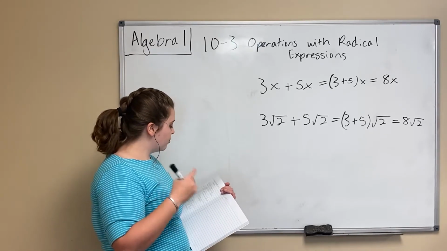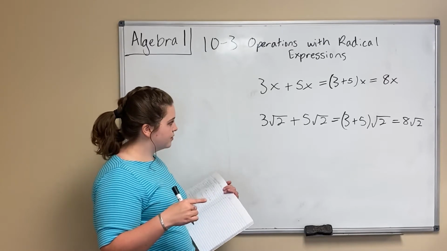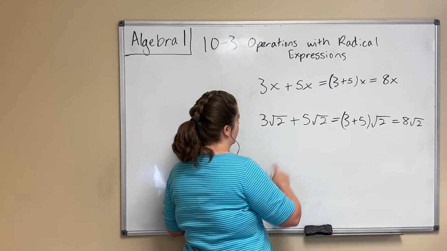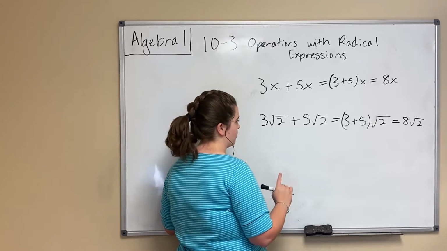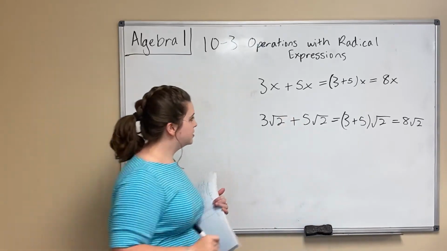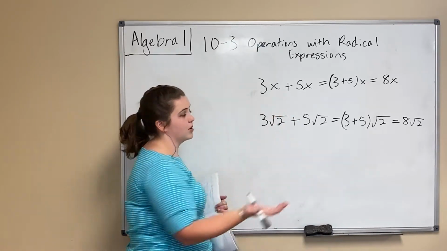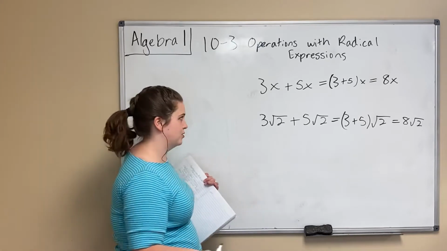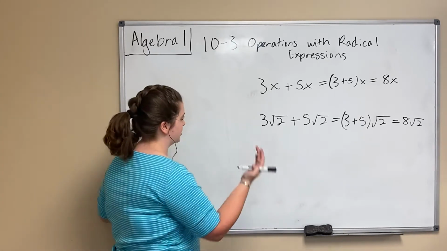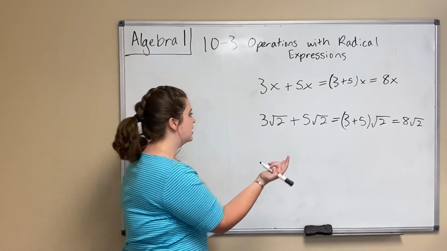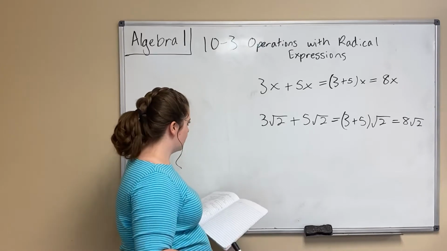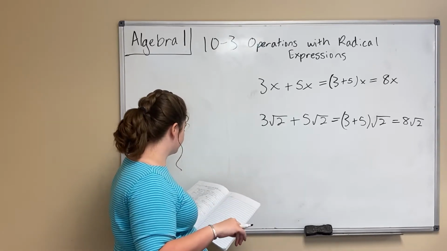And this only works if each of these numbers have the same radicand. You guys hopefully remember what radicand is. It's this number underneath the square root symbol. Kind of like how this only works if you have the same variable. You know, I couldn't do 3x plus 5y as easily. It's only because they're both x's. Here it's only because they are both the square root of 2.